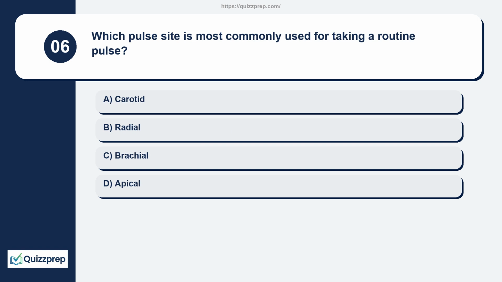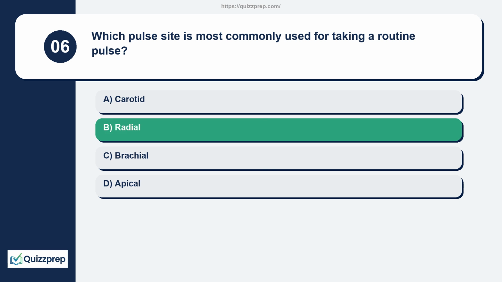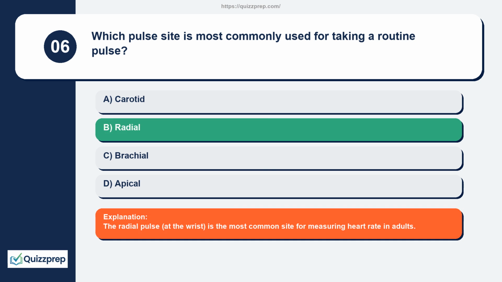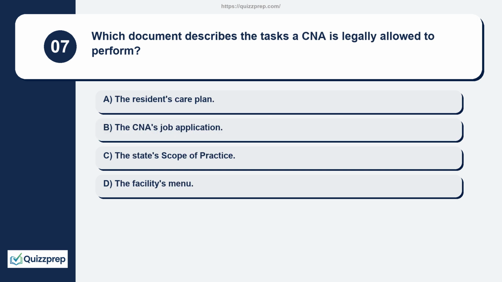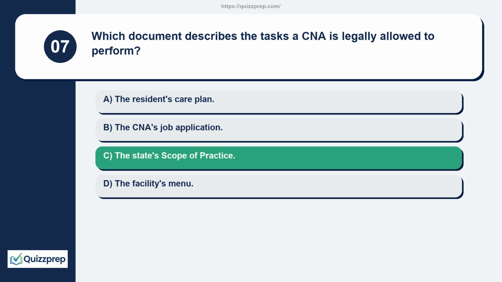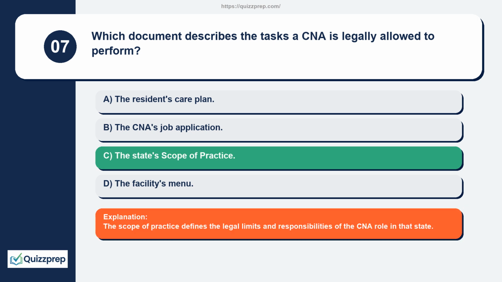Question 6. Which pulse site is most commonly used for taking a routine pulse? Carotid, radial, brachial, apical. The radial pulse, at the wrist, is the most common site for measuring heart rate in adults. Question 7. Which document describes the tasks a CNA is legally allowed to perform? The resident's care plan, the CNA's job application, the state's scope of practice, the facility's menu. The scope of practice defines the legal limits and responsibilities of the CNA role in that state.